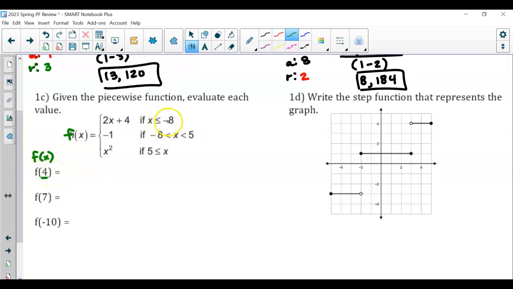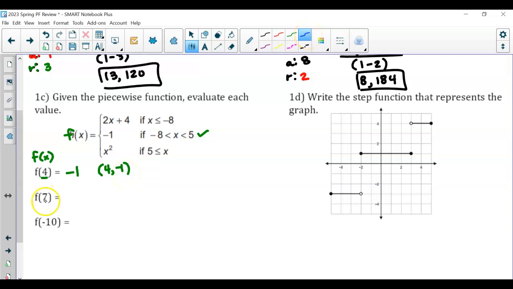Well, is 4 less than -8? No. Is 4 between -8 and 5? Yes. So what is the value of f of 4? -1. And that's it. So remember, this means that the point 4, -1 is on the graph.